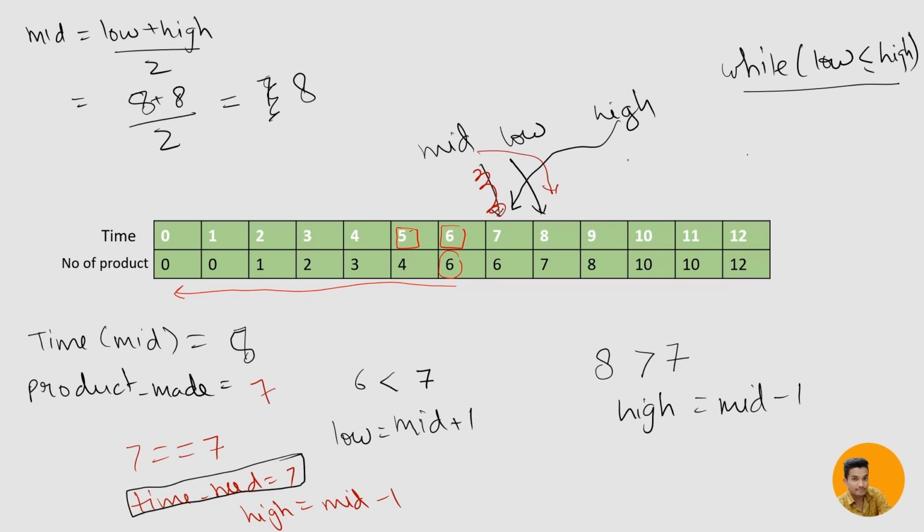I hope this is clear how the binary search is working. Simple, right? How we used to find the number, we are doing the same analogy. In case of a number, we have the product made, and we are comparing with that. If it is overshooting, then we bring down the high. If it is under value, then we bring up the low, and we keep on doing this.